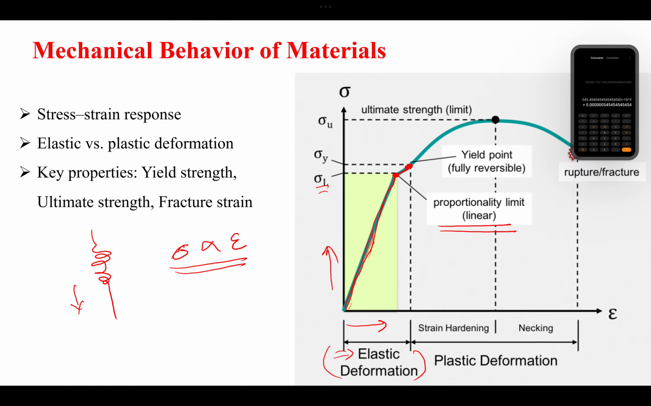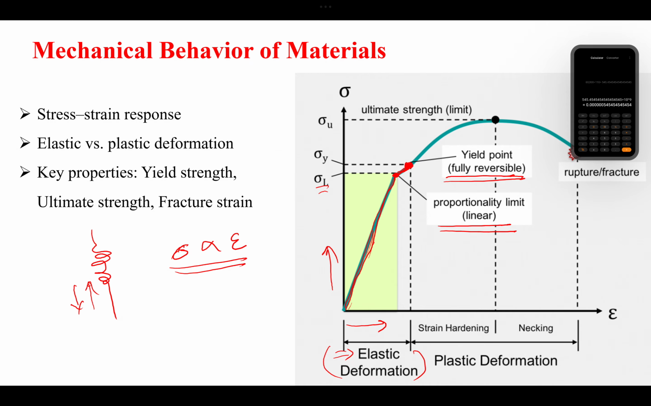Beyond this limit, up to the yield point, you are still in the elastic deformation region. Okay, that means that if you release the stress, the body will be able to return back to its original position. Okay, so within this region, even though it is not linear, you are still able to return the body to its original position after releasing the stress. Okay, so up to this point, which is actually known as the yield point or fully reversible point, below this point the body is fully reversible, so if you release the force, the body will be able to return to its original position, okay, without any problems.